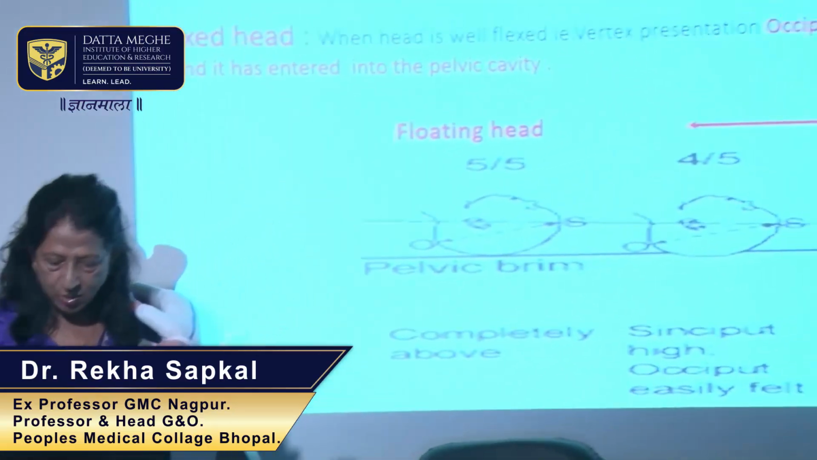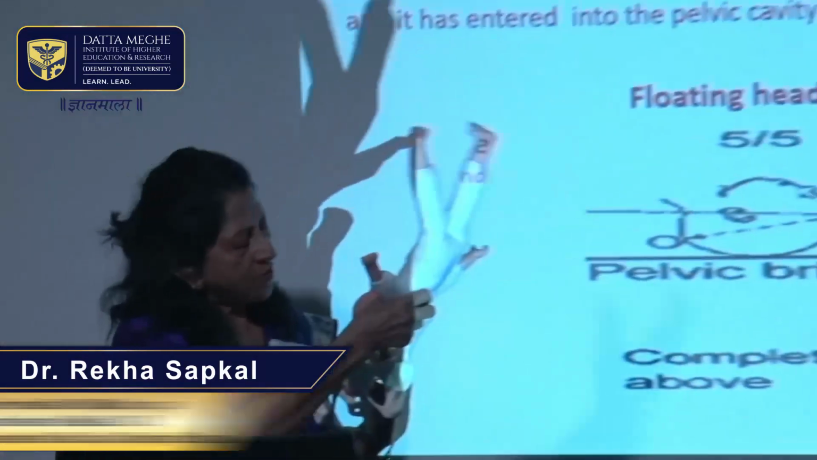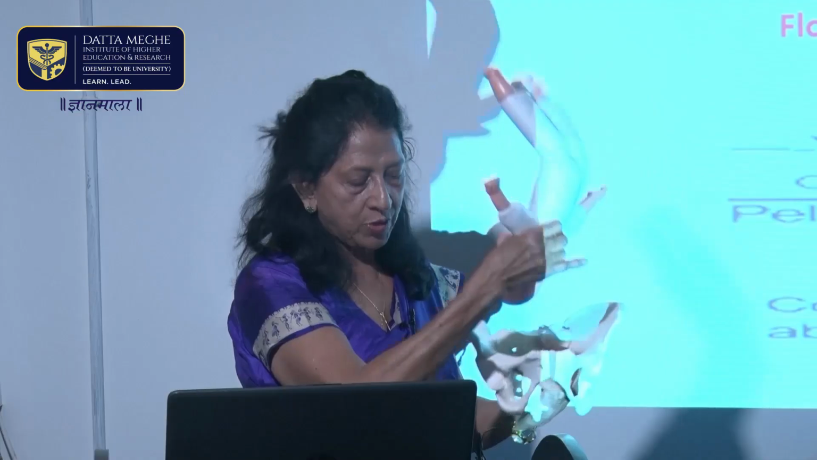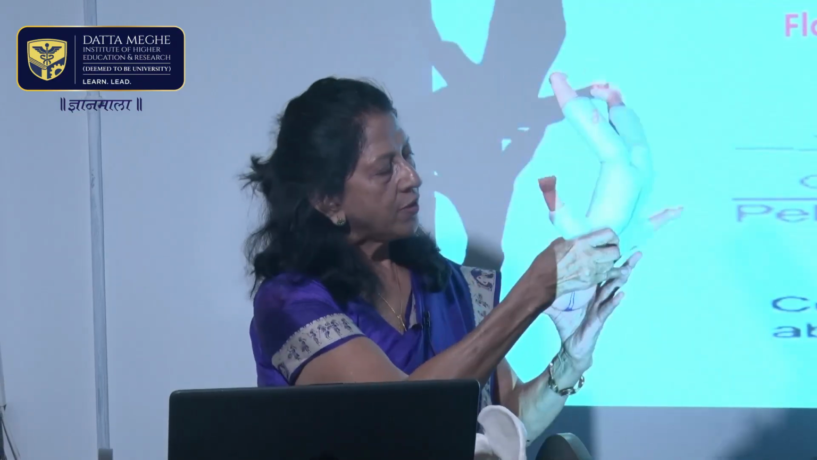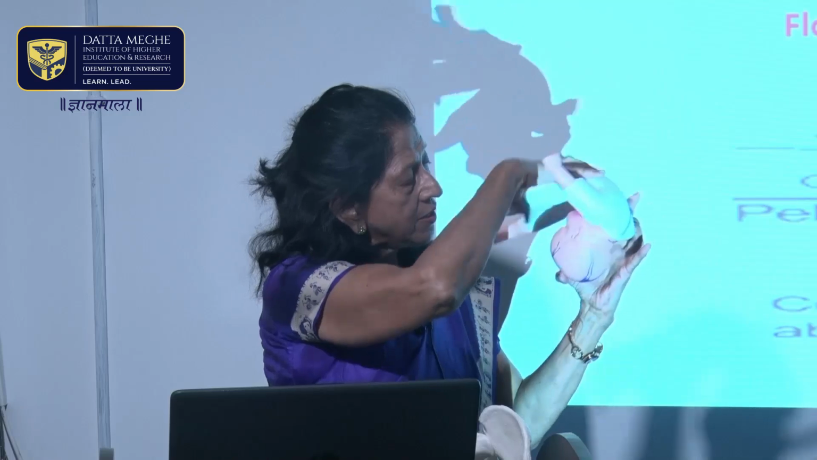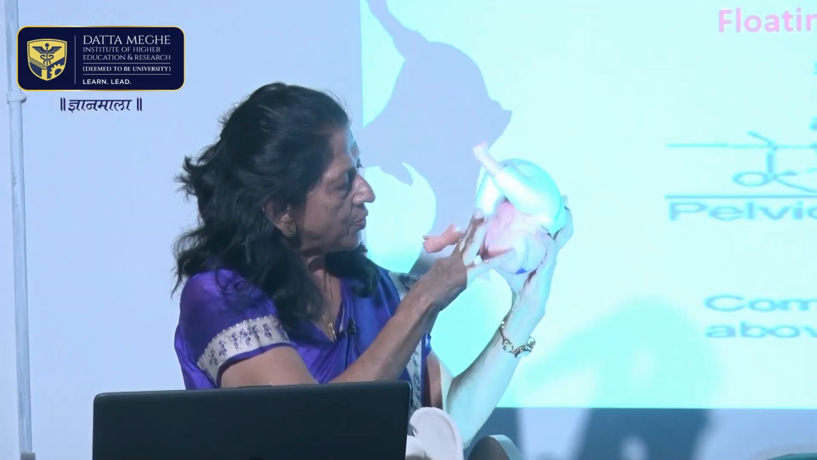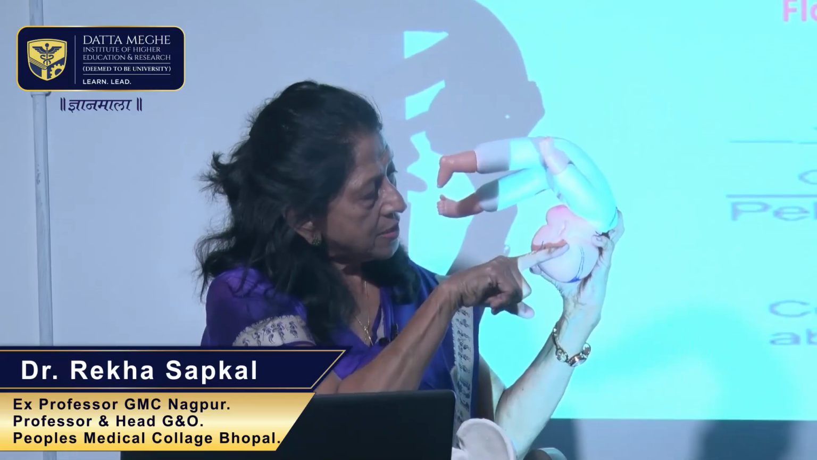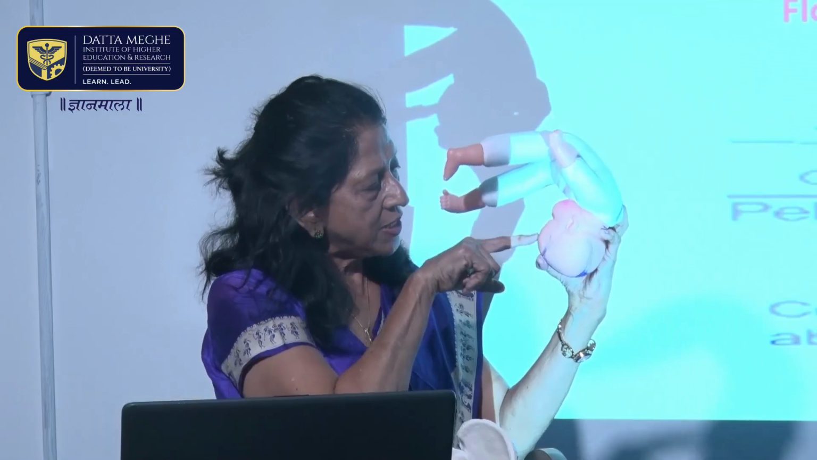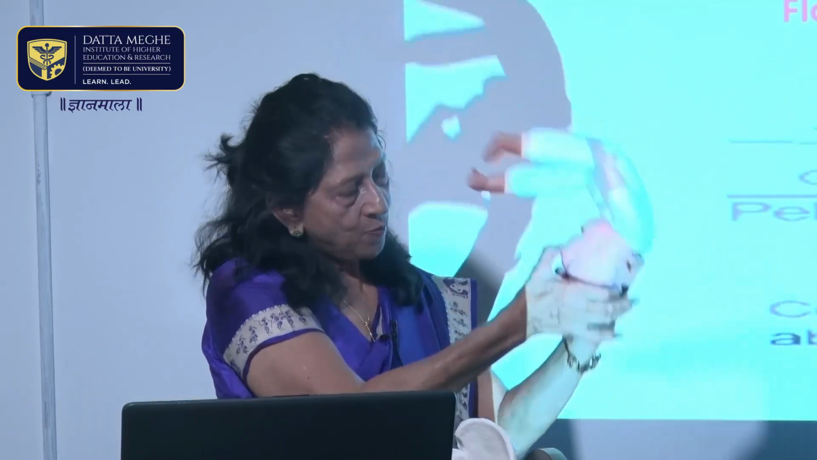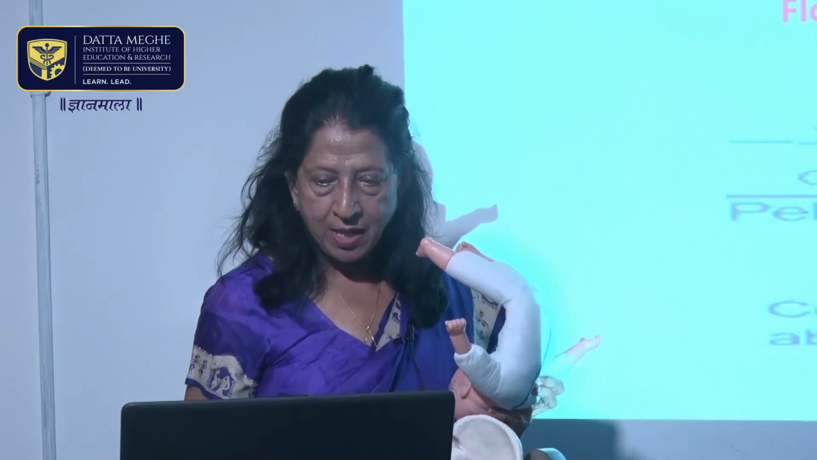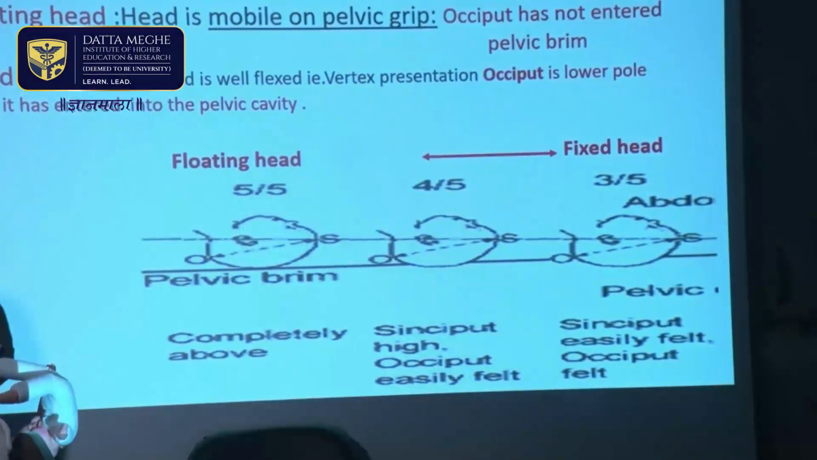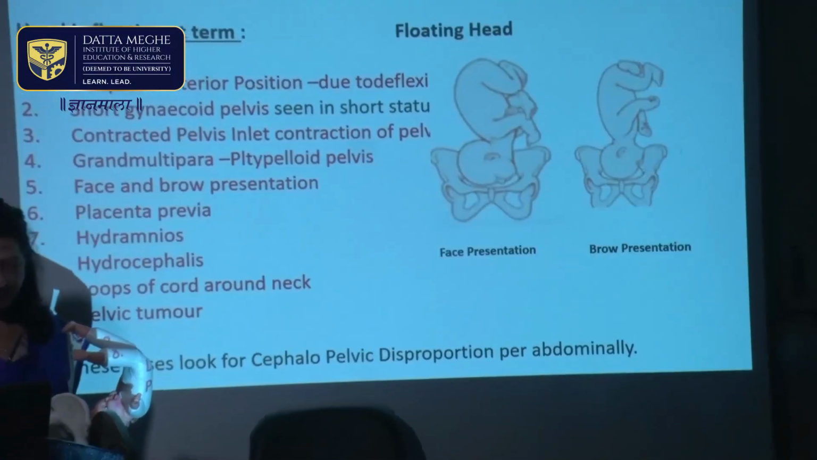Next, I can make out occiput is the lower pole. So, the first pole which will enter the pelvic cavity is occiput, then biparietal diameter, then sinciput. So, here in these cases, when the head is well flexed, you try to understand first which pole of the head will enter: occiput, then biparietal diameter, then sinciput. So, this is the level of occiput, this is the level of BPD, and this is the level of sinciput. This is sinciput and this is occiput. So, this pole will enter first in the pelvic brim. So, this is how the floating head will be, and next is 4/5 palpable, 3/5 palpable means head is fixed.